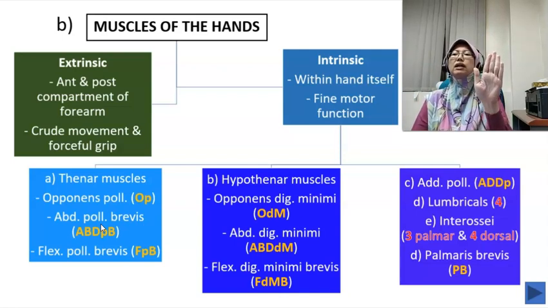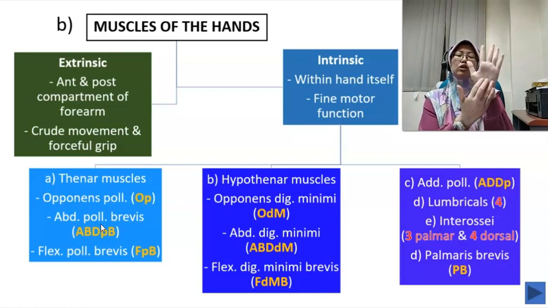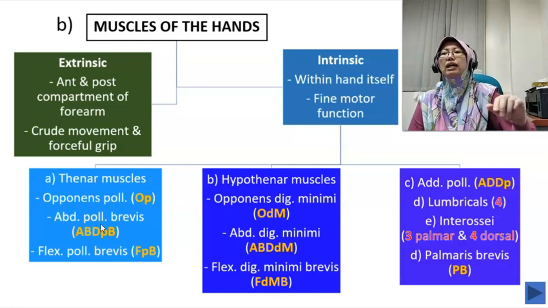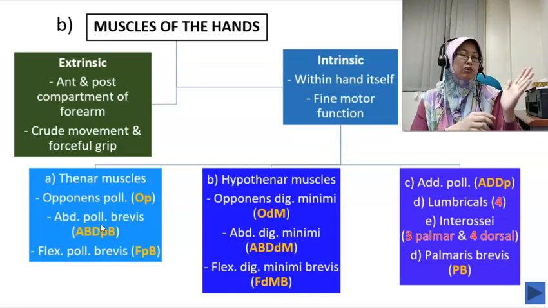Interossei dia ada anterior and posterior. Interossei ni small muscle between your metacarpal. Okay. Anterior 3 muscle, okay, 3 palmar interossei muscle dekat anterior. Dekat posterior ni ada 4 dorsal interossei muscle, okay. And then ada palmaris brevis.